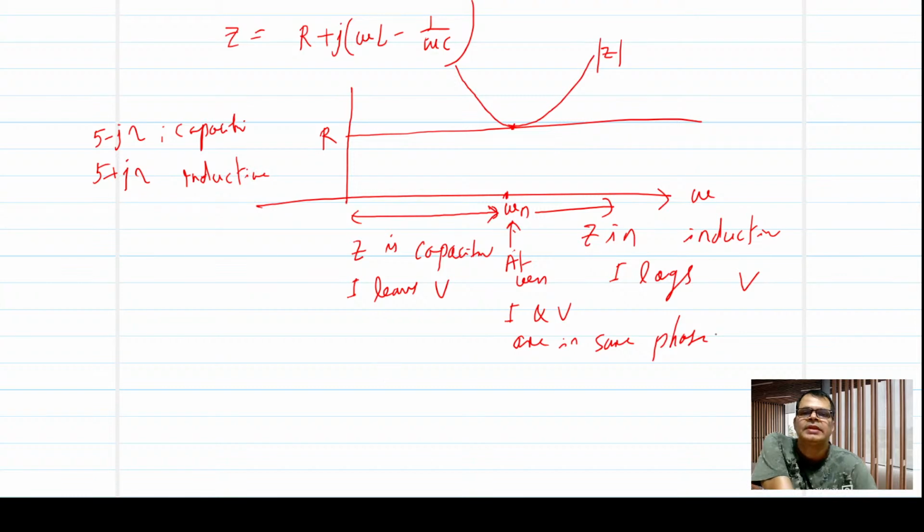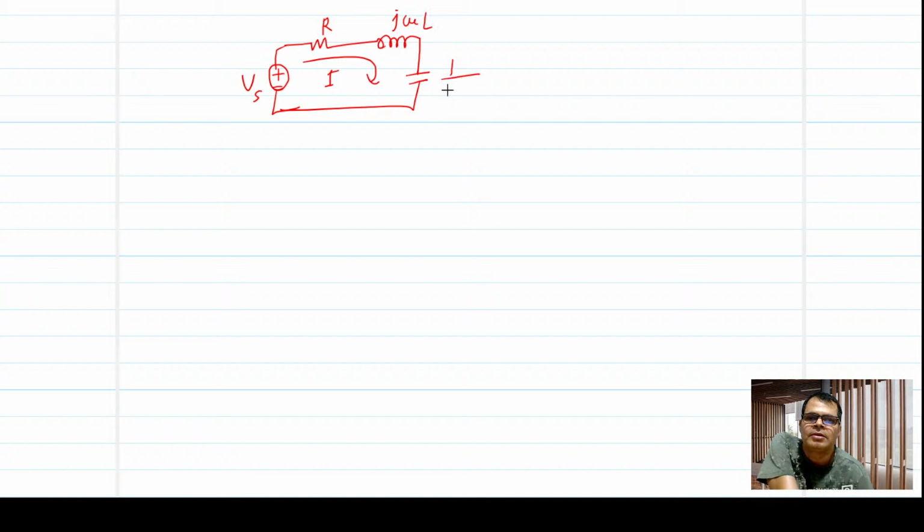Now I will write all the voltages across the inductor and capacitor, and it is very simple. You know the AC analysis; you should not have any problem. This is Vs, this is your I, with R, j omega L and 1 upon j omega C. So I is equal to Vs upon R plus j omega L minus 1 upon omega C.